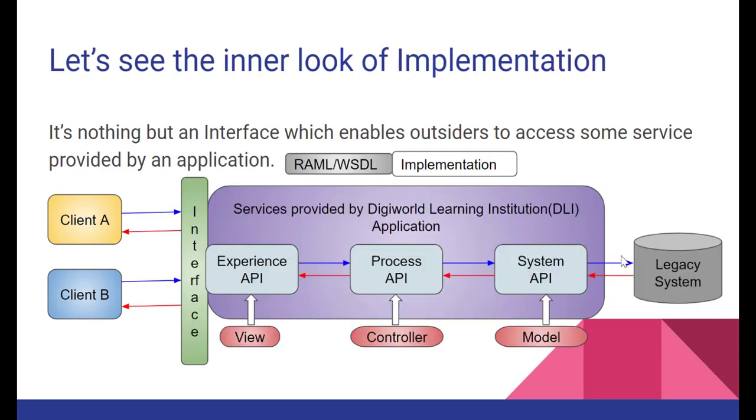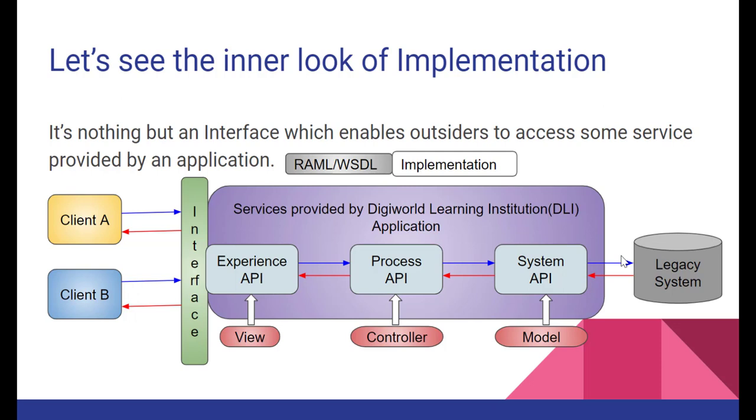So now let's see the inner look of the implementation, right? To provide access to outsiders to the services provided by our internal application. That can be done through the interface. Now if we have a deeper look into the implementation part, we will find that it is basically divided into three sections. The first one is the experience API, then the process API, then the system API.